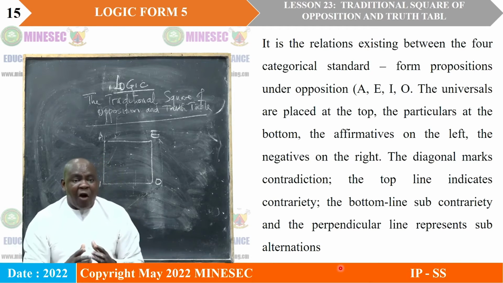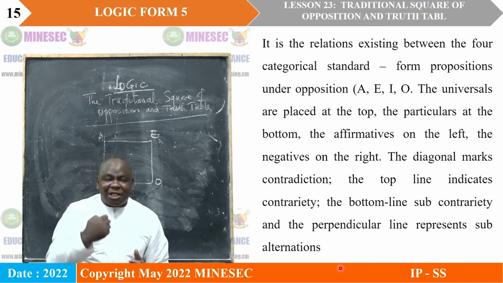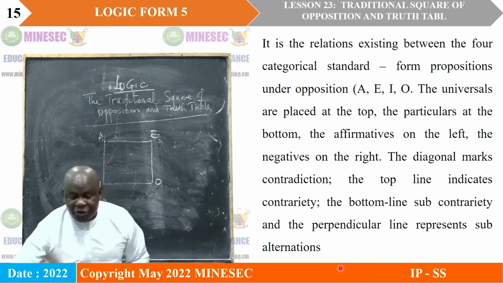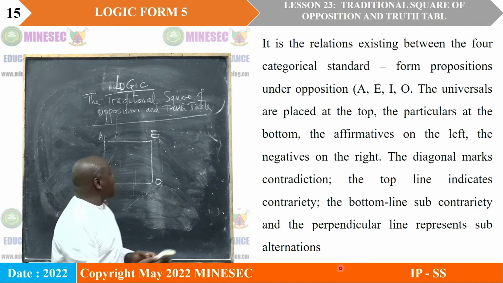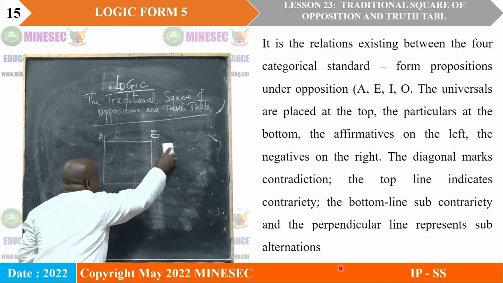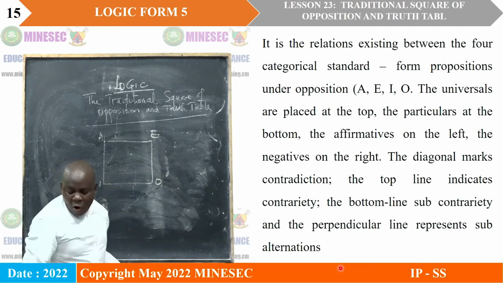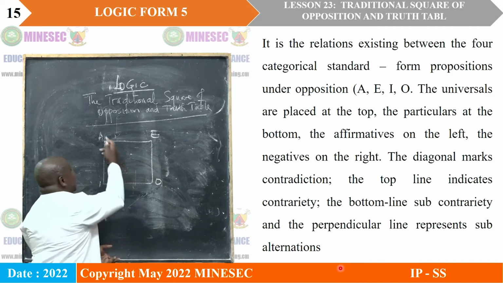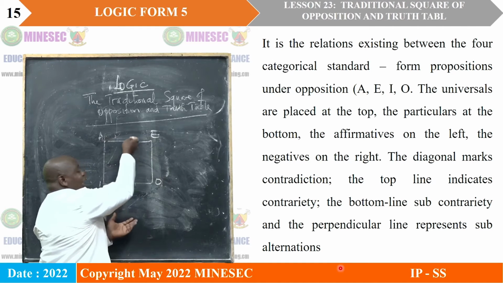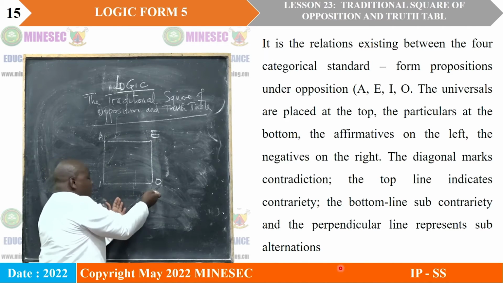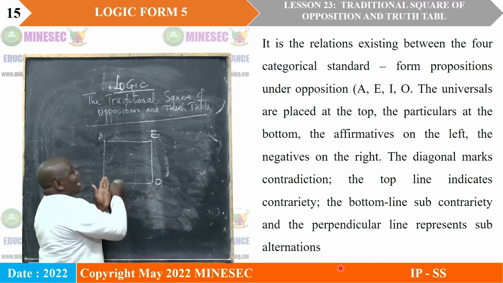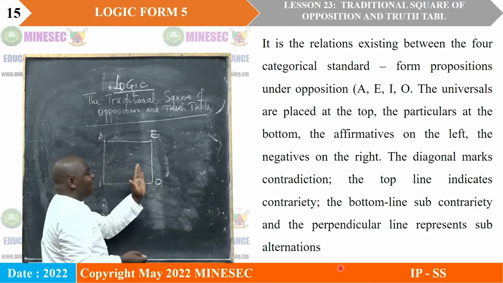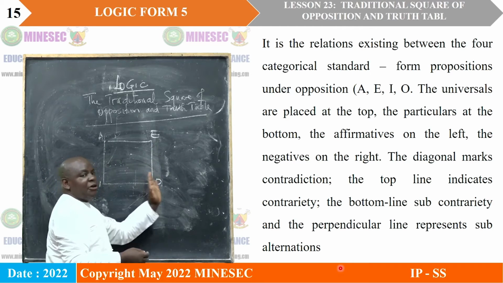In a traditional square of opposition, remember that it is a relationship that exists between the four categorical propositions, that is the A, the E, the I, and the O propositions, in which the universals A and E are placed at the top, the particulars I and O are placed at the bottom, the affirmatives A and I are placed on the left-hand side, the negatives E and O are placed on the right-hand side.